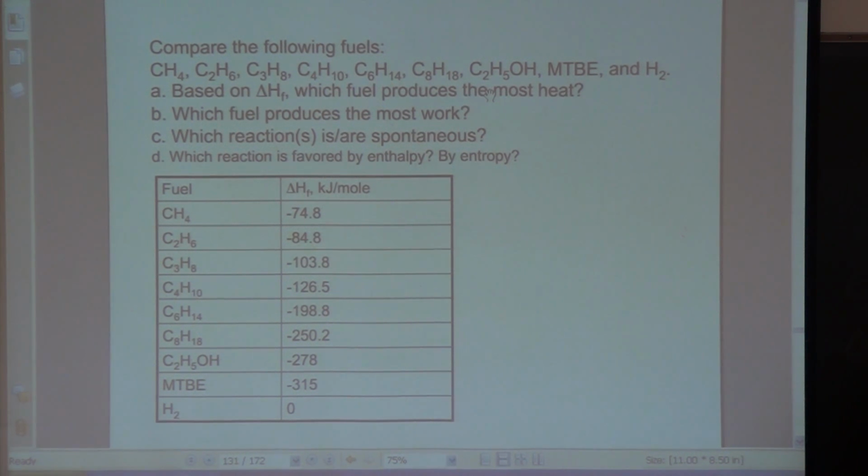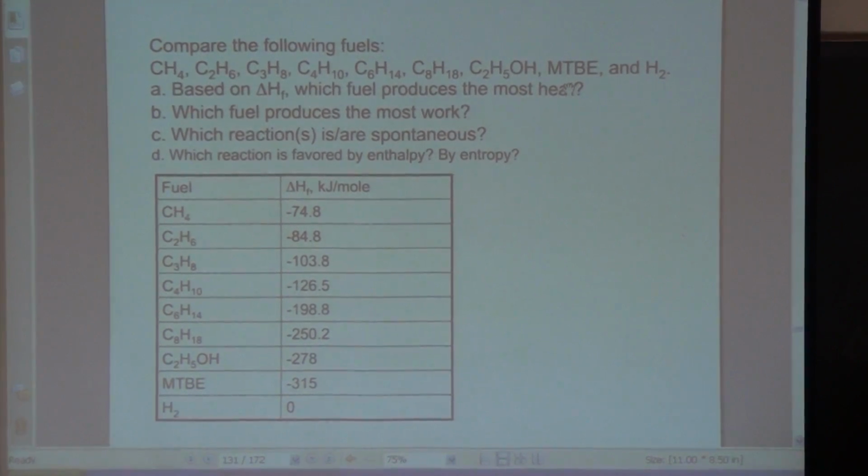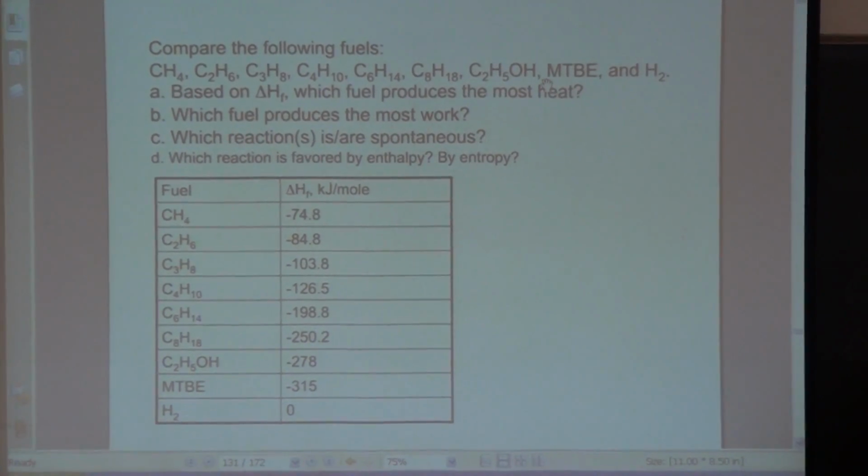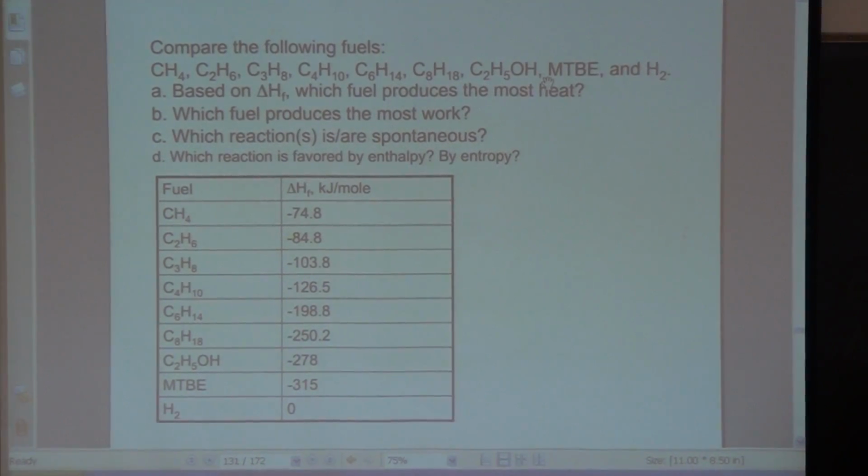Ethanol. Yeah, so ethanol is a fuel additive used to oxygenate fuel. MTBE used to be used to oxygenate fuel, although it was found to leak in the groundwater supplies and is also not very safe. So MTBE stands for.